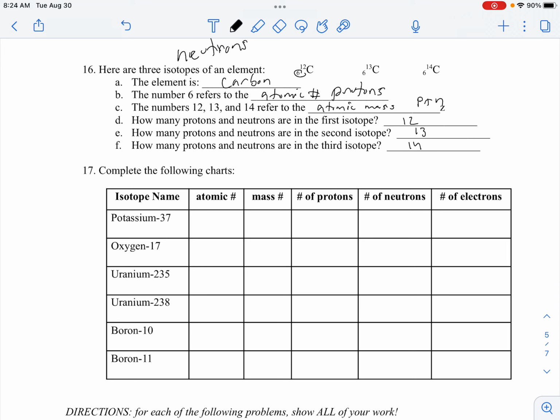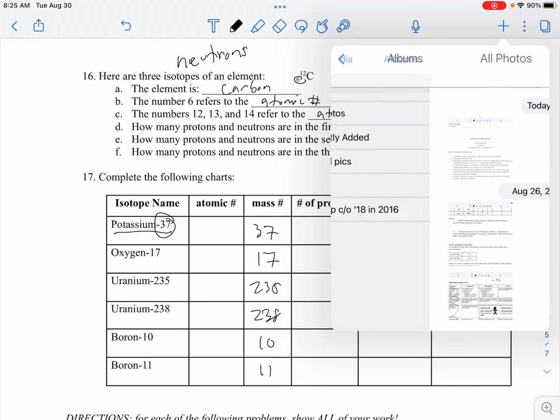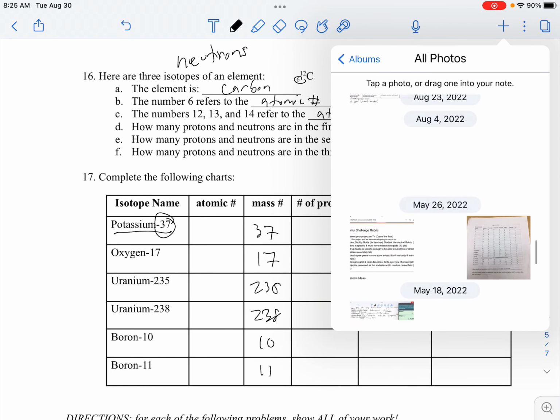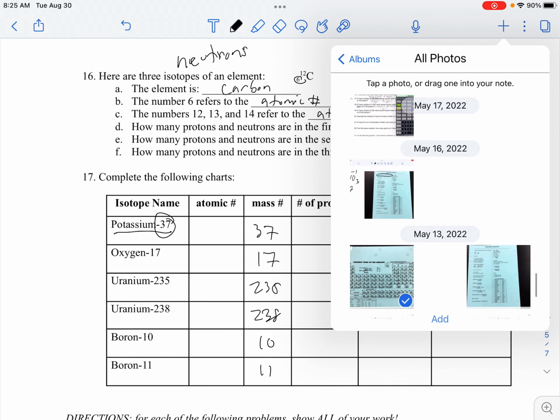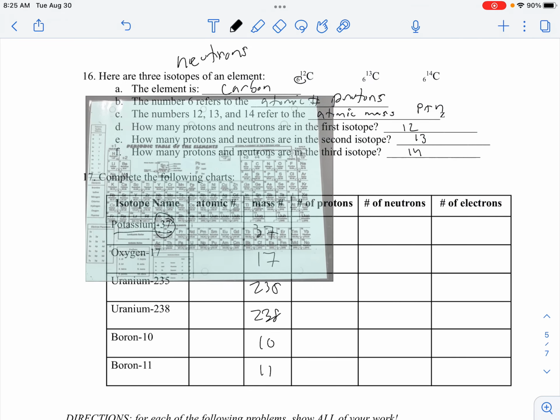Okay, complete the chart. So atomic mass. So notice in this notation, whatever that number is, atomic mass. So 37, 17, 235, 238, 10, and 11. In order to know the atomic number, you will probably have to check your periodic table unless you have it memorized. So I'm going to check out my periodic table.